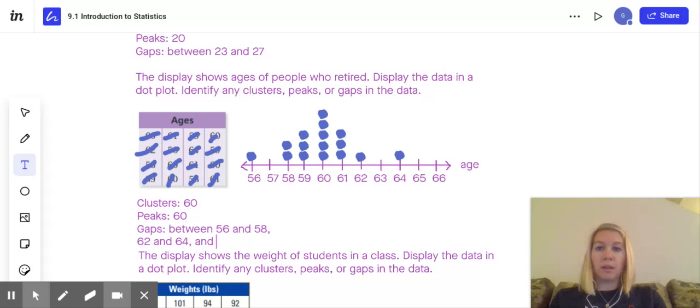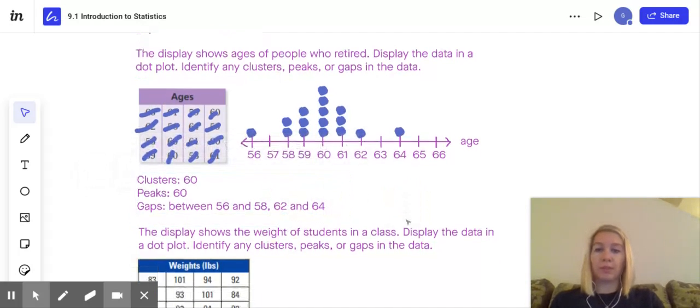And, well, we're not going to call that a gap at the very end here because really our graph ends at 64. So there's really only two gaps here. So the gap between 56 and 58 and between 62 and 64. So whenever there's not a dot at a number within your graph there. Okay.